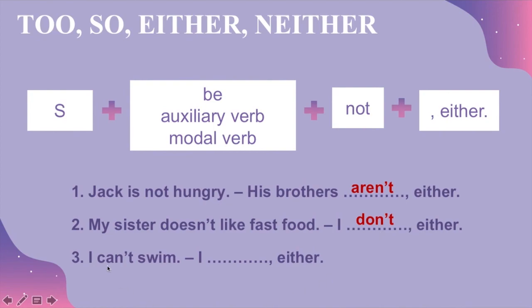Number 3, I can't swim. You can see here we have the modal verb can, so we will fill in the blank with the modal verb can and we add not to it, so we have I can't either.